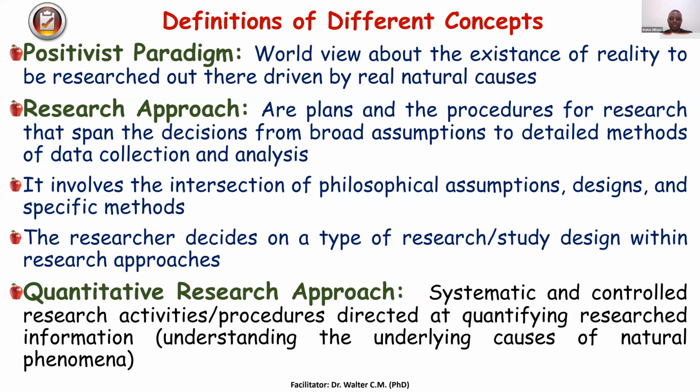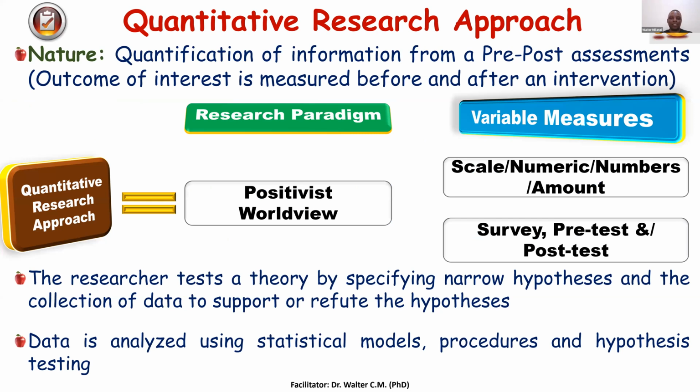So here now, the analysis of the quantitative research approach itself. The nature of the quantitative research approach, as I said, is quantification of information. For those doing interventional studies, they can quantify information through pre-test or post-test administered to the study participants. The pre-test is for the baseline assessment, for you to know the baseline status of the participants. Then you administer the treatment or intervention. And after the intervention, sometimes you administer a post-test, which is the end-line assessment.